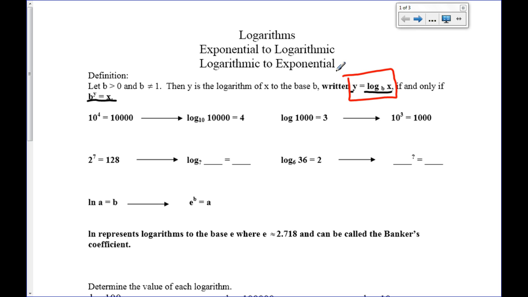Y equals log base b x. Or you can also say b to the y equals x. Okay? These two equations will give you the same numbers. Basically, and just for your own information, you might want to put this somewhere, a log is an inverse of an exponent.